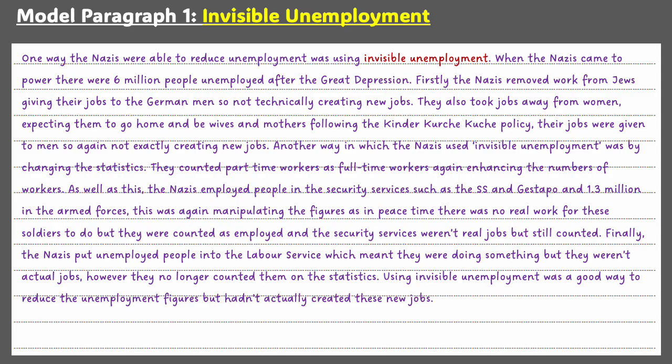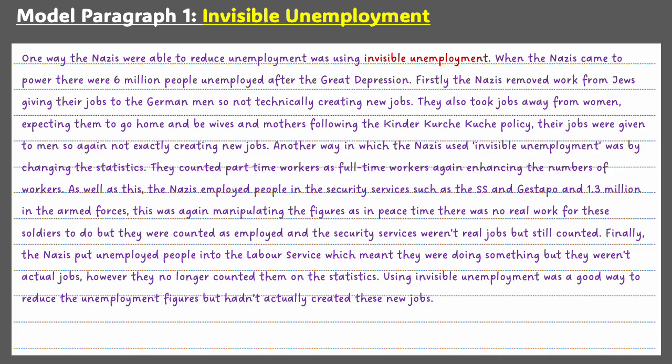So I'm focused on the question and I've given a really clear point. When the Nazis came to power, there were 6 million people unemployed after the Great Depression. Firstly, the Nazis removed work from the Jews, giving their jobs to German men, so not technically creating new jobs. They also took jobs away from women, expecting them to go home and be wives and mothers, following the Kinder, Küche, Kirche policy. Their jobs were given to men, so again, not exactly creating new jobs. However, the statistics don't lie. They have taken women off.